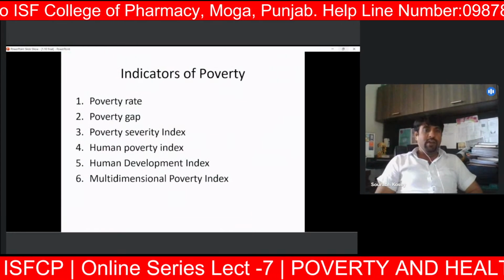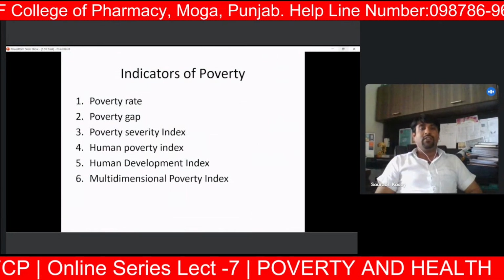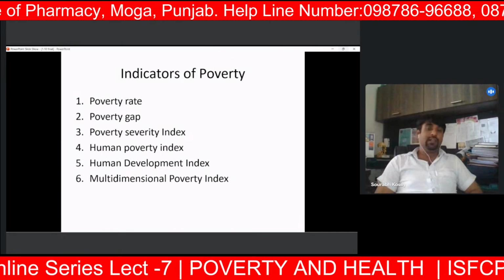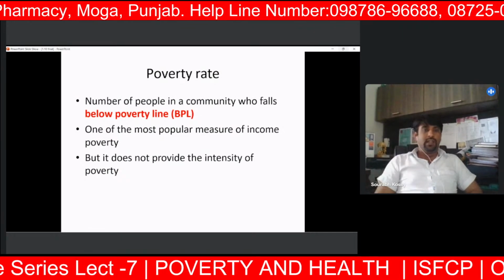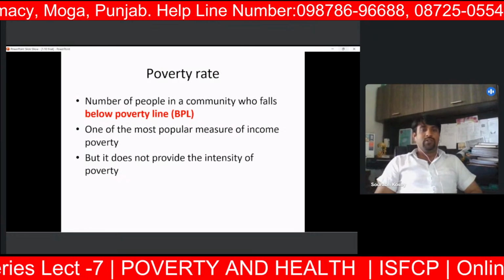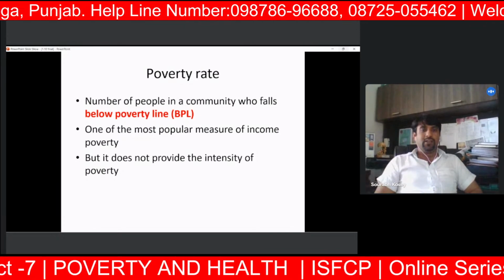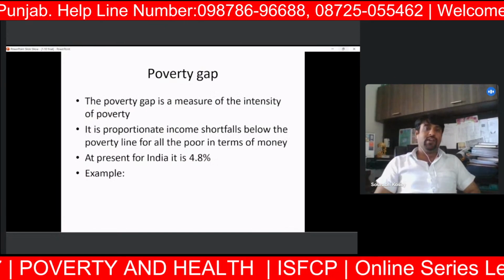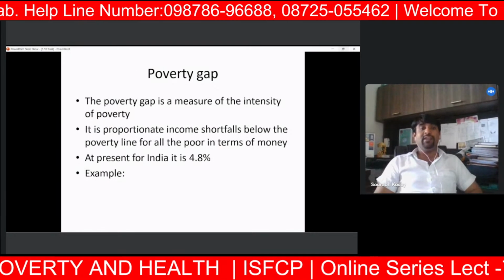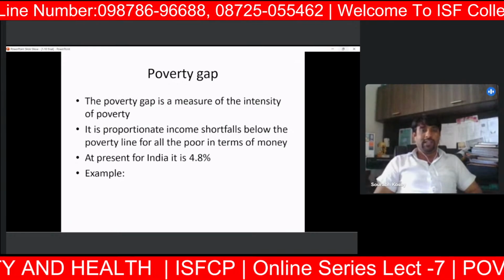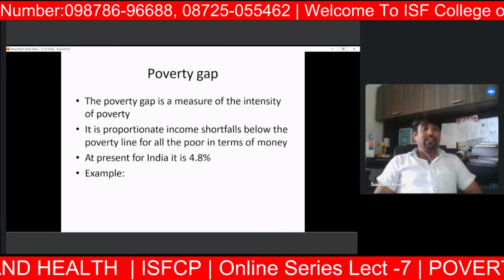Indicators of poverty: poverty rate, poverty gap, poverty severity index, human poverty index, human development index, multidimensional poverty index. Poverty rate is the number of people in a community who fall below the poverty line, BPL, one of the most popular measures of income poverty, but it does not provide the intensity of the poverty. Poverty gap is a measure of the intensity of poverty.